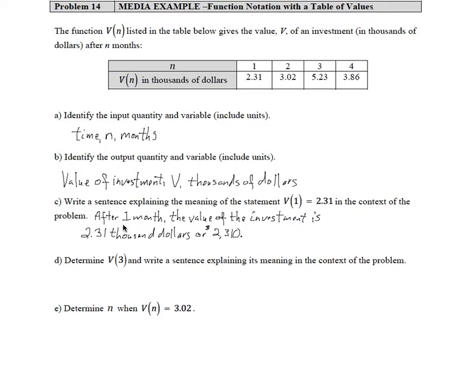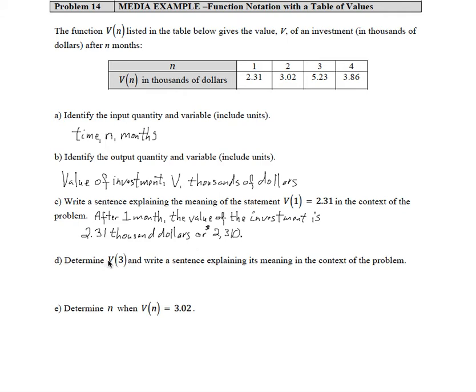So to write this situation using a complete sentence, V of 1 equals 2.31, we have after 1 month, the value of the investment is $2.31 thousand or $2,310. We're just multiplying 2.31 times 1,000.